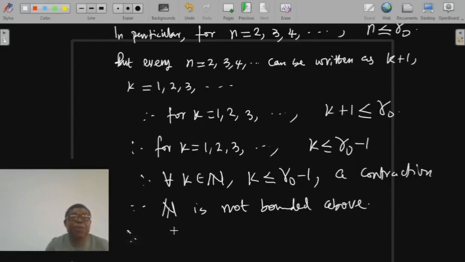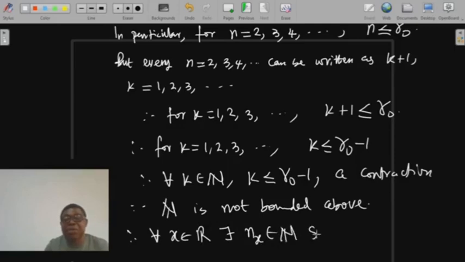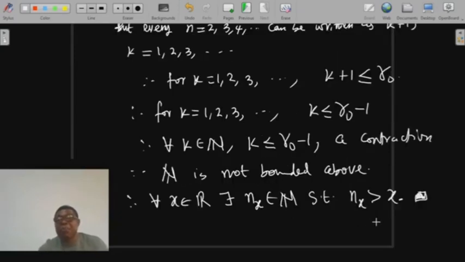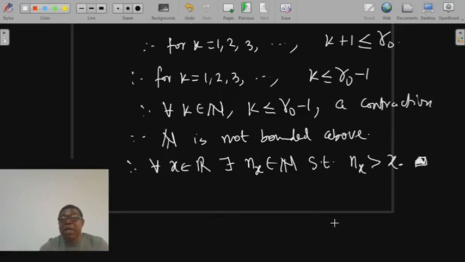Therefore, what we have is that for any x in the set of real numbers, there exists n_x in the set of natural numbers such that n_x is greater than x. And this completes the above. So, this is what we call the Archimedean property.